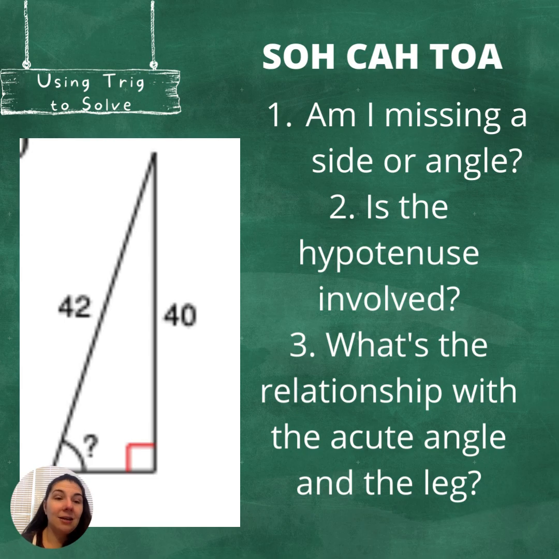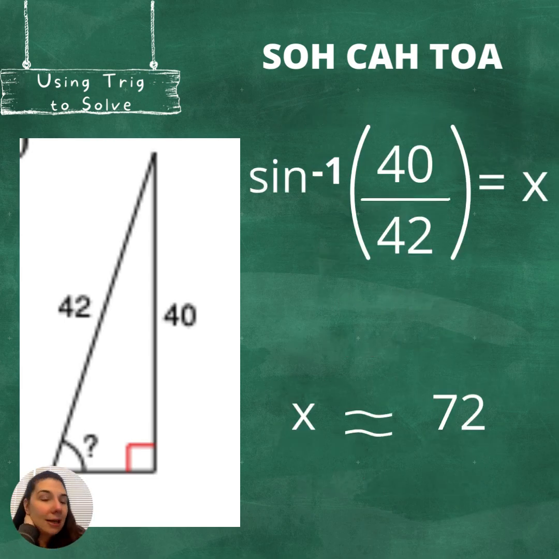Now, when you're doing inverse trig, it's much easier. You would do the inverse trig function and then the fraction. In this case, the inverse trig function would be sine with the -1, and the fraction is the opposite over the hypotenuse. So inverse sine of 40 over 42 would equal our angle measure. And typically with angle measures, they want you to round to the nearest whole number, or nearest degree, which is the same thing. So this is approximately 72 degrees.